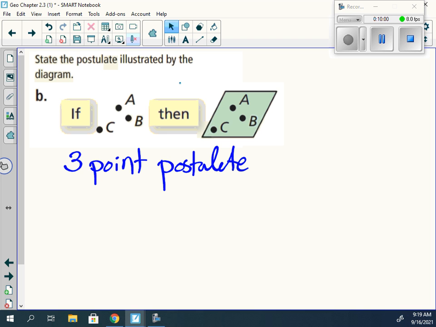So what do we start off with in the plane point postulate? We start off with a plane. A plane contains at least 3 non-collinear points. So we're saying if there's a plane, then there's at least 3 non-collinear points. The 3-point postulate says through any 3 non-collinear points, so we're starting off with 3 points, then there's exactly 1 plane. So the 3-point postulate starts off with points and says we can create a plane. The plane point postulate says I have a plane, that means there are at least 3 points. So if those were flipped, then it would be the plane point postulate.